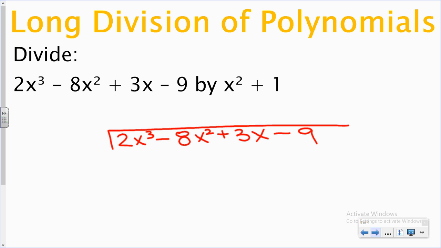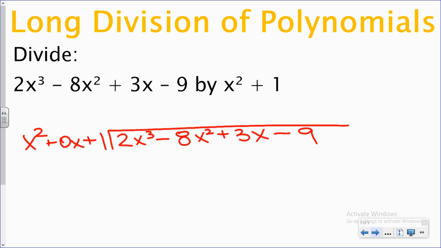All right, there are no missing terms in our dividend, so we don't have to worry about that. Now, technically we do have a missing term in our divisor. You're welcome to write it as x squared plus 1, or you are welcome to write it as x squared plus 0x plus 1 if you're worried about keeping track of terms. I am not picky about the divisor, but I am picky about the dividend having to skip terms. So let's just be consistent, and I'll put in a 0x for my divisor, right?